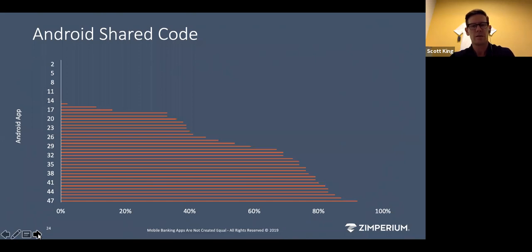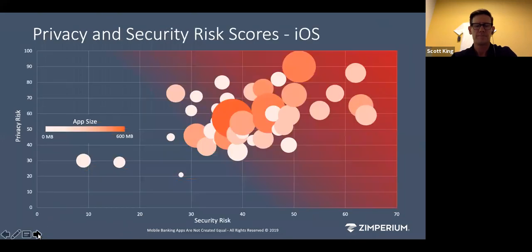So it kind of makes you wonder if your bank is using code over 2 years old, and that code is open on the internet, and anyone can take a look at it. Are you exposing yourself by using that code? It's kind of a risk reward that you need to take into consideration. So what do all the privacy and security risks look like plotted together?